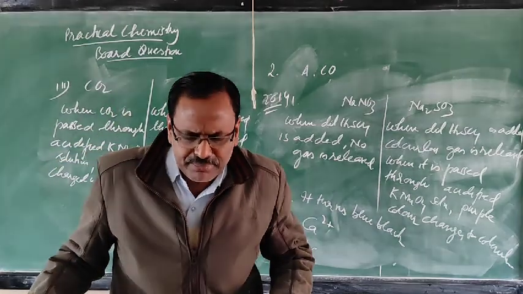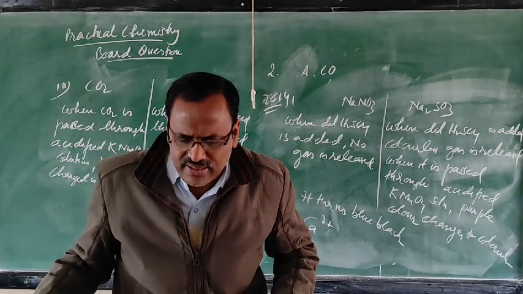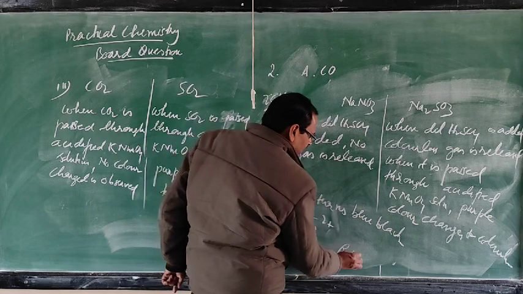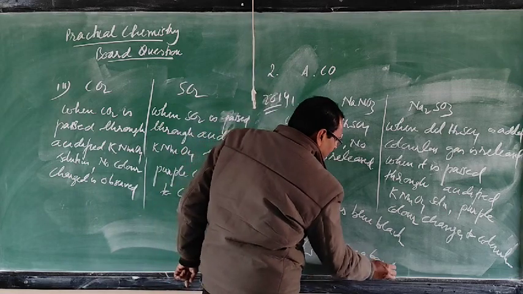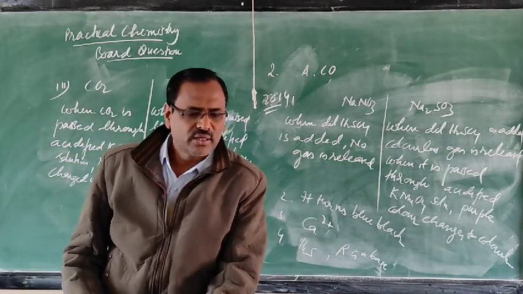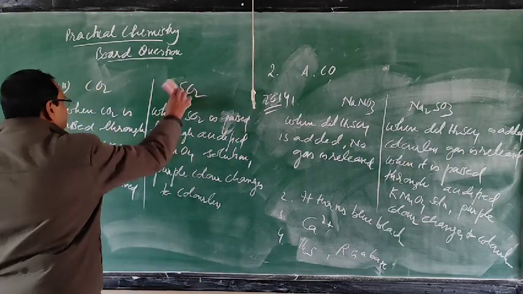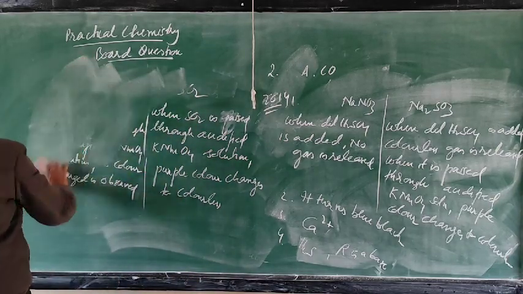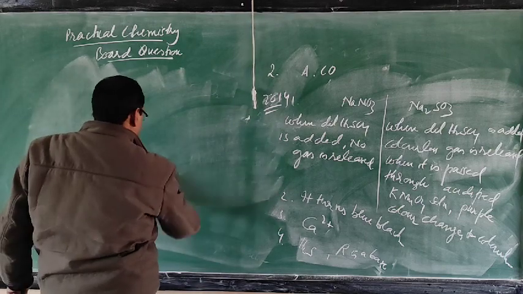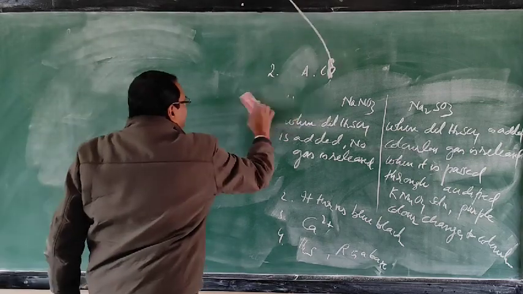Then, if the pH of R is 10, what kind of substance is R? So R is a base. So now 2014 is over. Now we will take 2015.